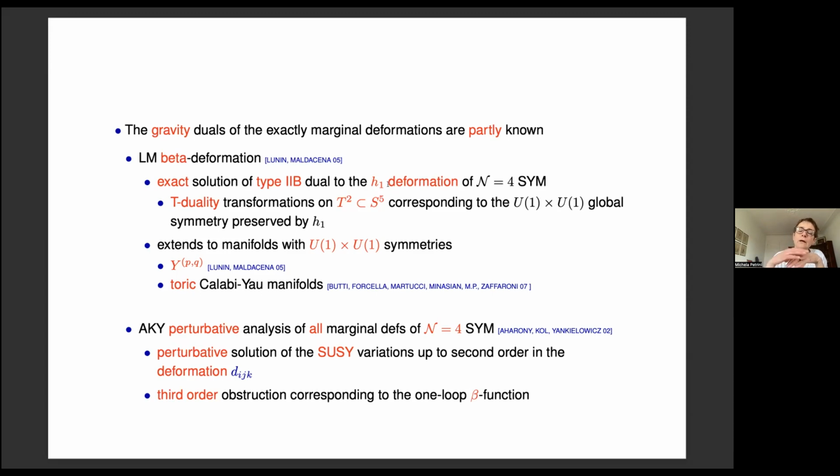But if we want to look for the full set of marginal deformations, so for instance, for N=4, both the beta deformation and the cubic one, then we are in a worse situation. The only known solution is the perturbative one by Aharony, Kol, and Yankielowicz, perturbative in the deformation parameter. It stops at third order, and the obstruction at third order gives the one-loop beta function that I showed you before.